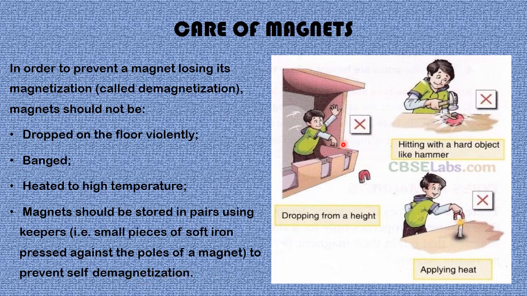As you can see in the diagram here, this demonstrates how to care for a magnet, or what not to do to make a magnet be demagnetized. First, you don't drop it from a height as you see this boy do here. Second, you don't hit it with a hard object like a hammer, and you don't apply heat to it. You will demagnetize it that way. So these are the things you don't do to take care of your magnet.